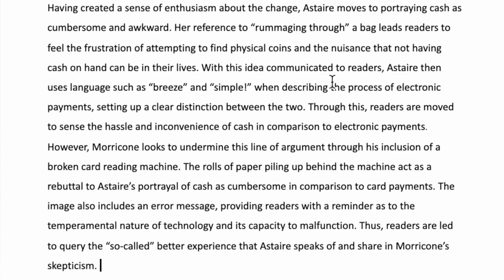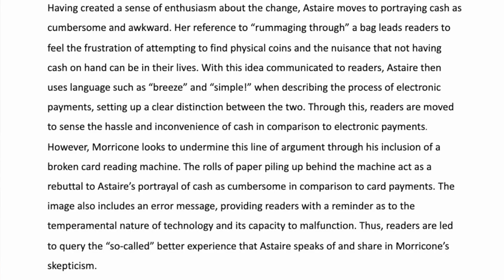And so that sentence starter of with this idea communicated to readers, Astaire then uses language such as breeze and simple. And so it's that idea of getting more out of the analysis. We're still talking about the idea that cash is a hassle, but I'm going to show that not just in the way where I talk about the words that she shows to show that it's a hassle, but where she starts to talk about the positive connotations around electronic payments when describing the process of electronic payments, setting up a clear distinction between the two. So again, that's only pointing out what she is doing there as a writer. She's setting up this clear distinction.